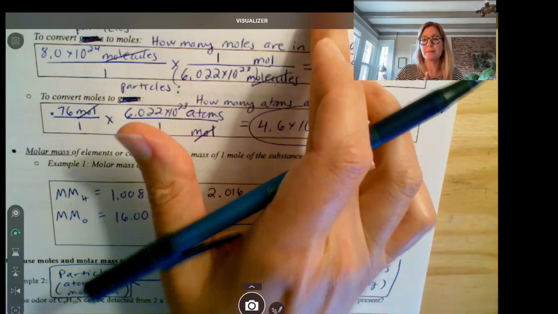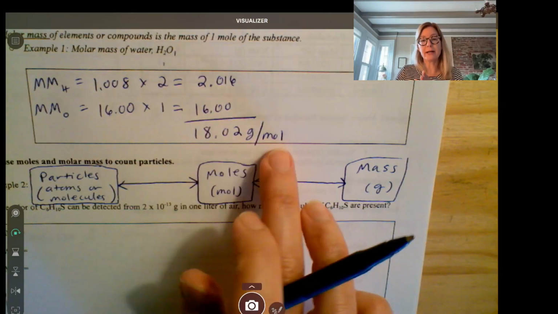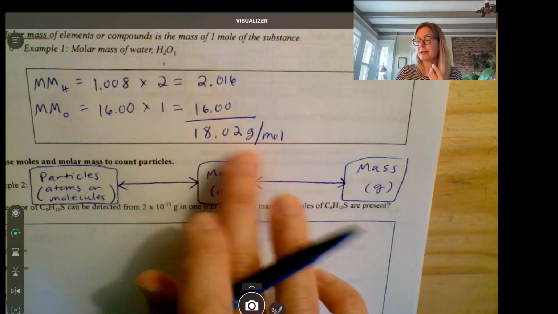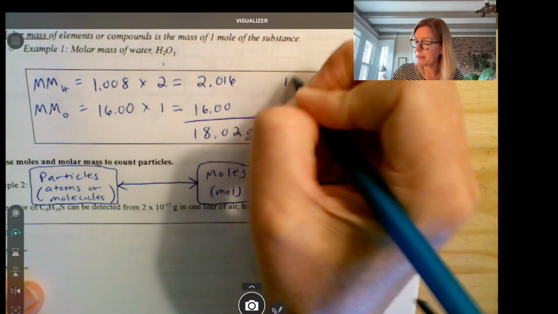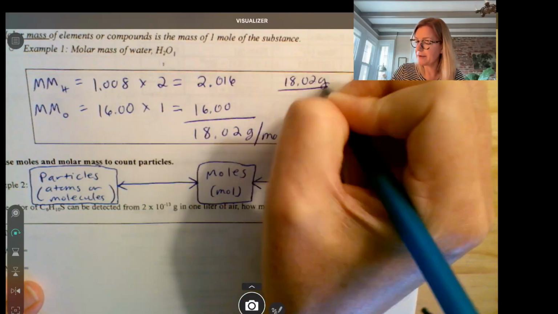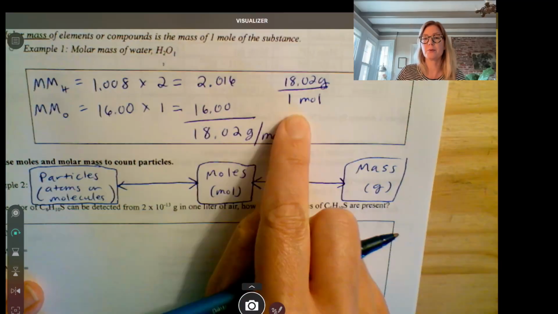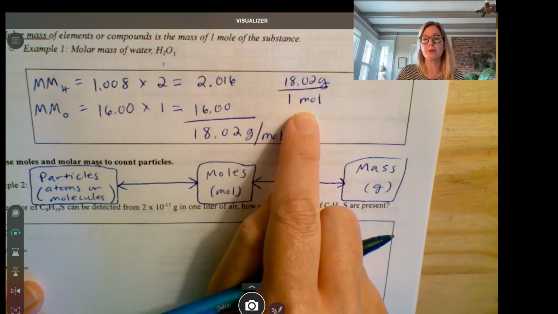Just like Avogadro's number was the particles per mole, this is the grams per mole. So if you were to write grams per mole as a conversion factor, it would be 18.02 grams for every 1 mole. So 18.02 grams per 1 mole.